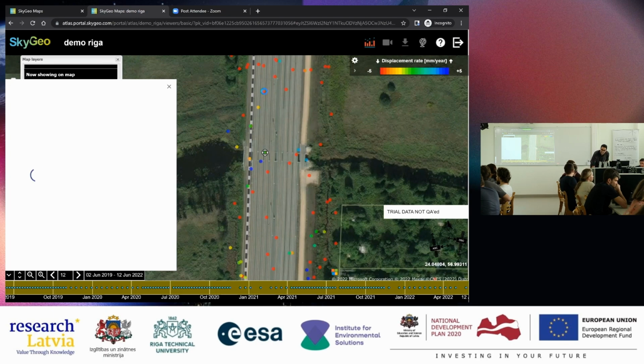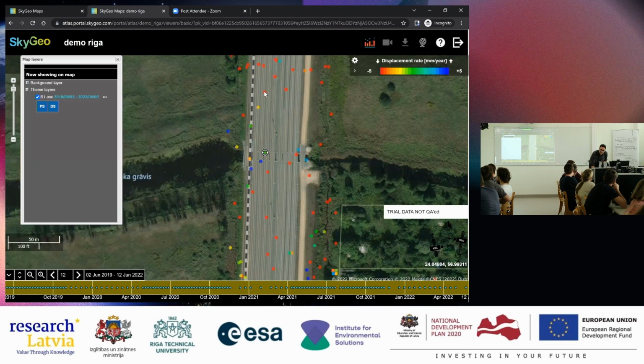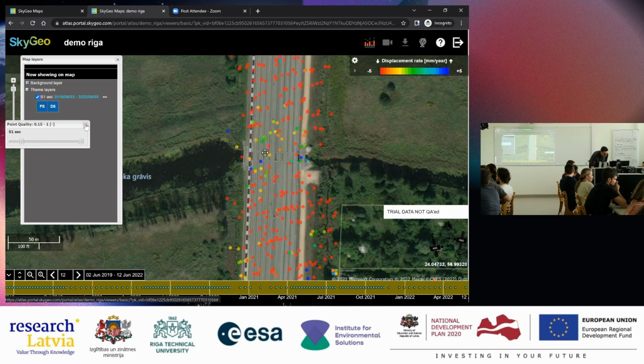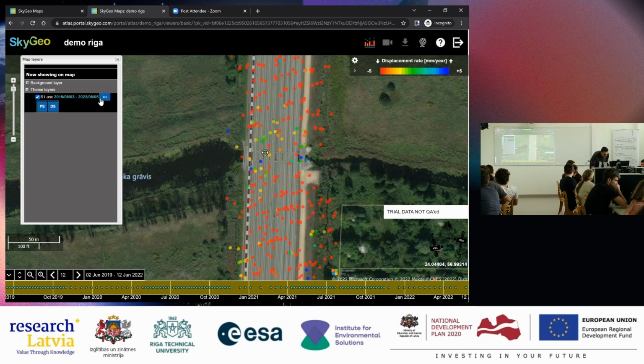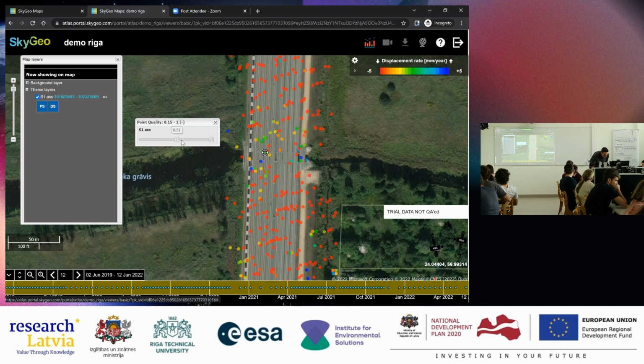If you reduce the point quality from 0.7 to 1, we will see, especially in the middle part, something red. Oh, okay. Let me see. Point quality. Oh, okay, yeah, thanks. Here, from 0.7 to 1. This one.